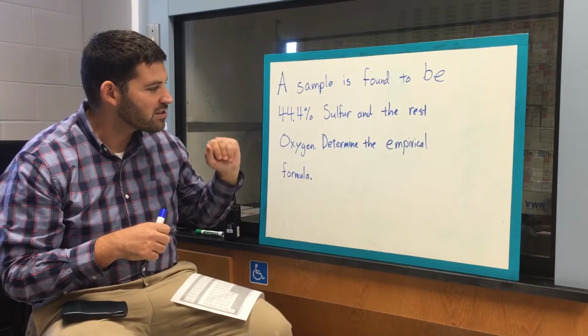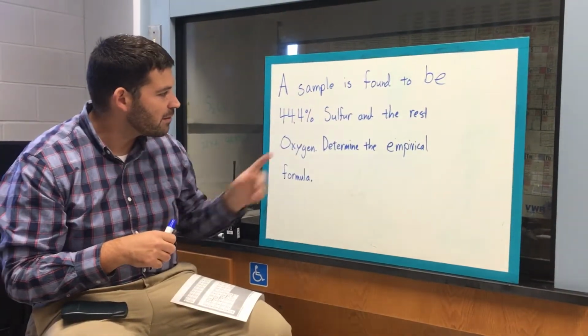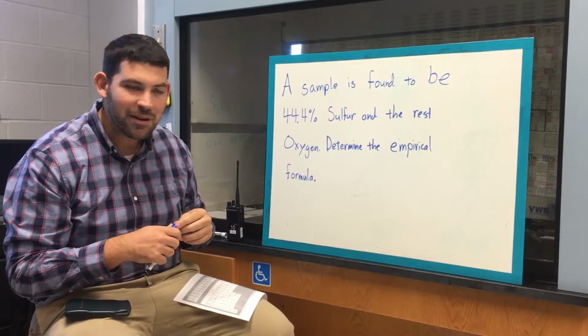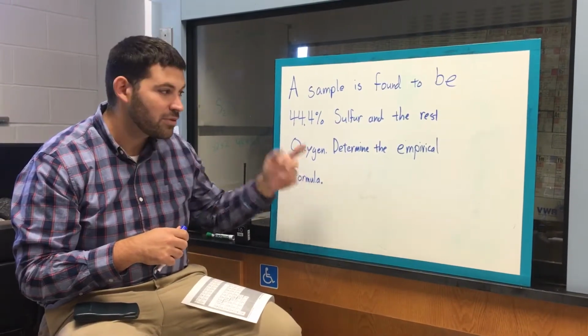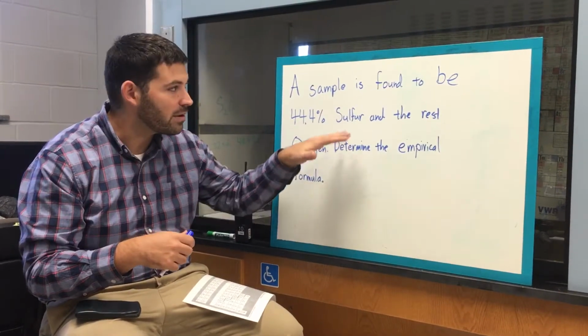We are trying to solve for an empirical formula. A sample is found to be 44.4% sulfur and the rest is oxygen. Determine the empirical formula. If you already got the practice of this down, maybe pause it, try it, otherwise we're gonna work through it.